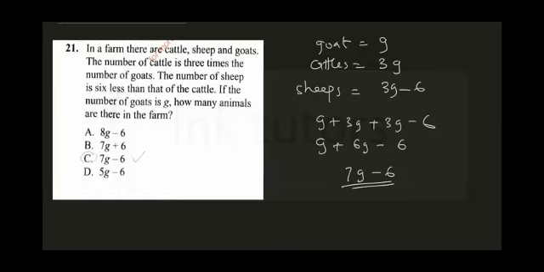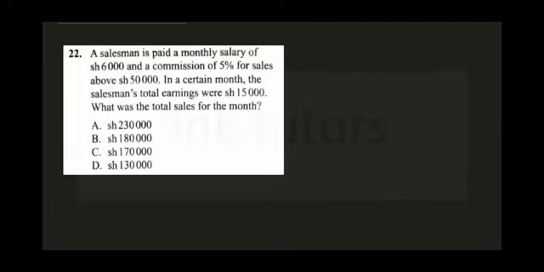Okay, so that'll take us to the next question. Question 22 says, a salesman is paid a monthly salary of 6,000 shillings and a commission of 5% for sales above 50,000 shillings. In a certain month, the salesman's total earnings were 15,000 shillings. What was the total sales for the month? Now, in order to solve this question, the first thing you need to know is that his salary is 6,000. If he earned 15,000, that will be a combination of his salary plus 9,000.